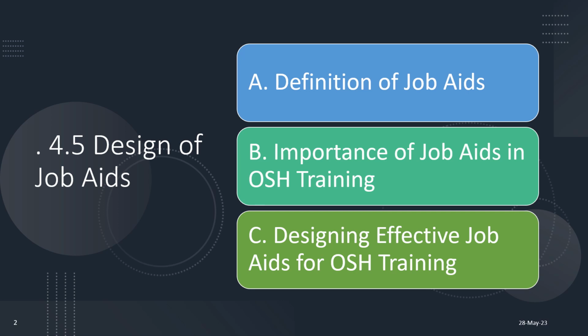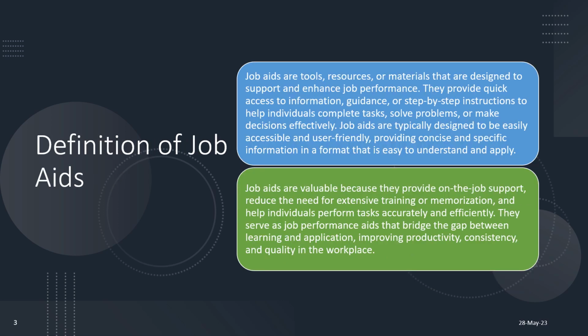So in this subtopic, we will understand what is the definition of job aids, why it is important to have job aids in OSH trainings, and how you are going to design effective job aids for OSH trainings. So job aids are defined as the tools, resources, or materials that are designed to support and enhance job performance.